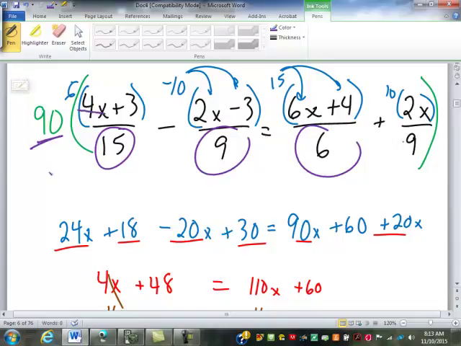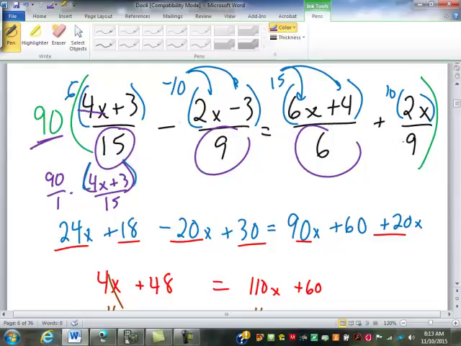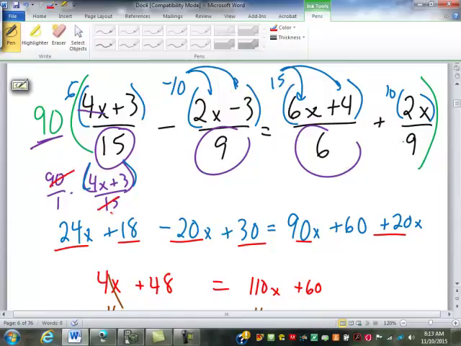So now what I'm doing is this. I got 90 over 1 times 4x plus 3 over 15, right? That's the part of it. First I got to put parentheses around that. Right there. Then I'm going to cross cancel my 90 and 15, both divided by 15 to give me 1 and 6. So now it's just 6 times 4x is 24x. 6 times 3 is 18.